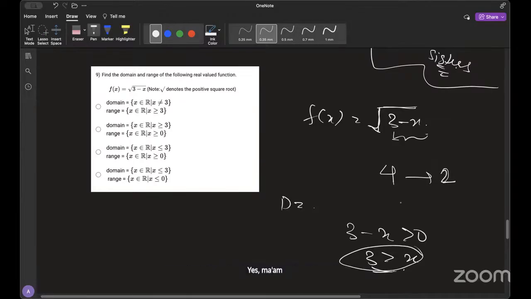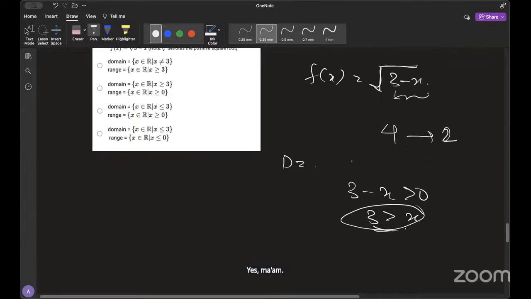Yes, ma'am. Ma'am, I have a doubt in the range, and not the domain. Ma'am, you wrote the opposite. What opposite? This is the argument in this function, no? So this should be greater than 0 and 3 should be greater than x. What's wrong here? It may be equal to also. Yeah, that equal to you can take.